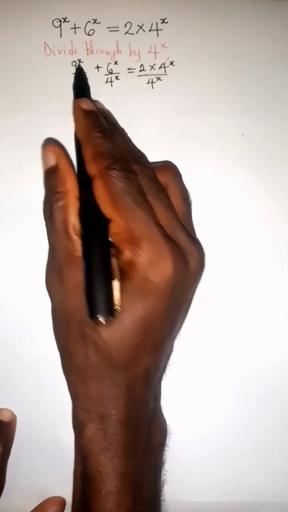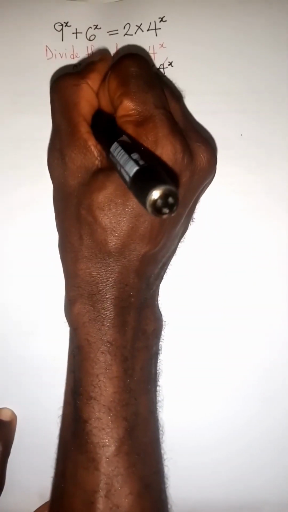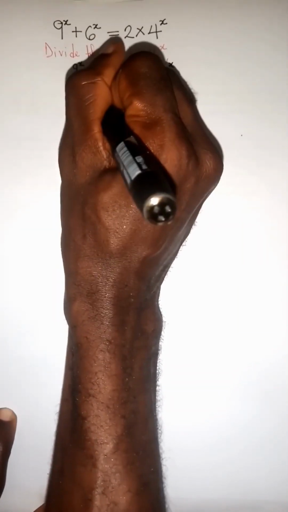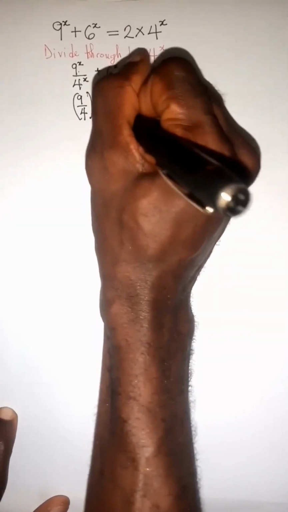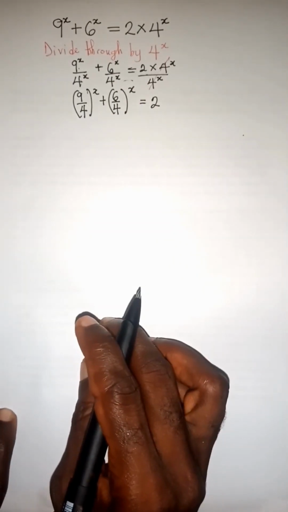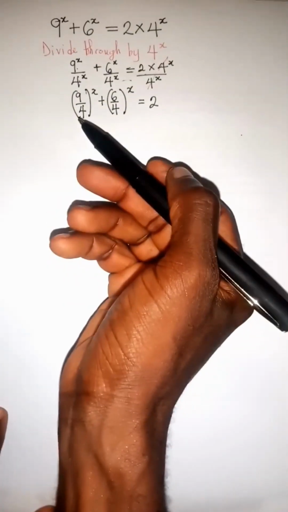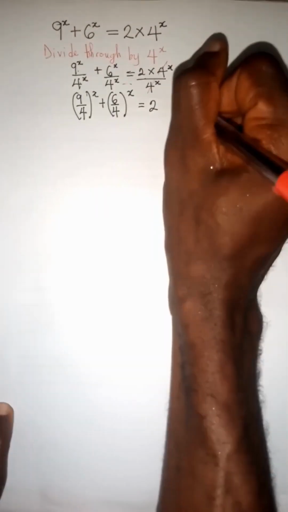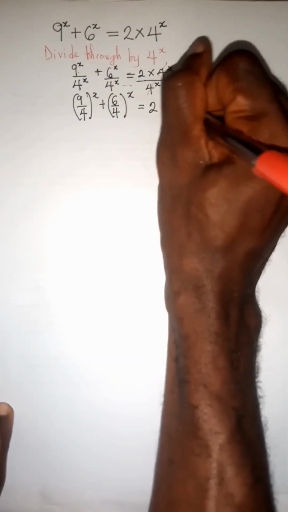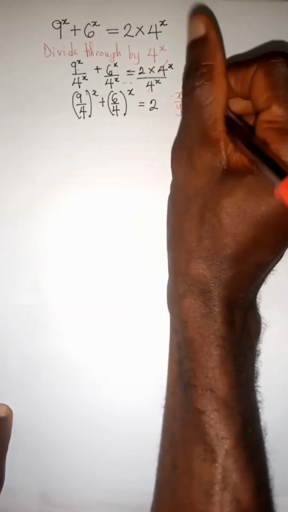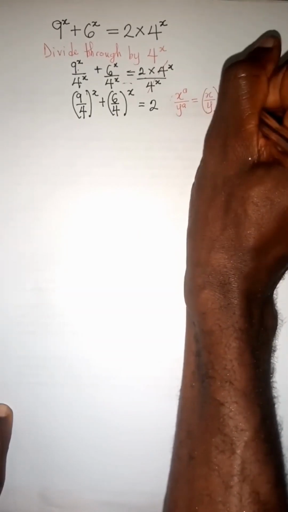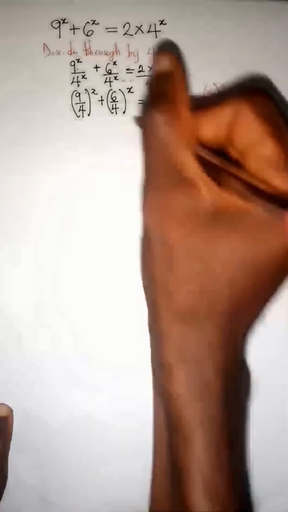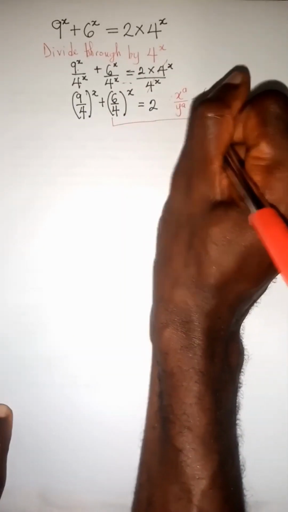Now 9 raised to power x over 4 raised to power x can be written as 9 over 4 all raised to power x. Then 6 raised to power x over 4 raised to power x can be written in like manner as 6 over 4 raised to power x, and that will be equal to 2 on the right hand side. Now this is in compliance with one of the laws of exponents. You recall that if we have x raised to power a over y raised to power a, when the exponents are the same, we can express them as x over y to the power of a. That is what we used here in both cases.